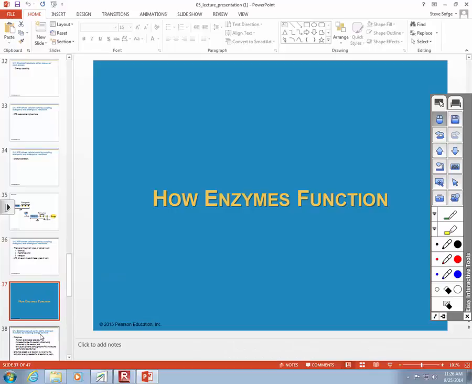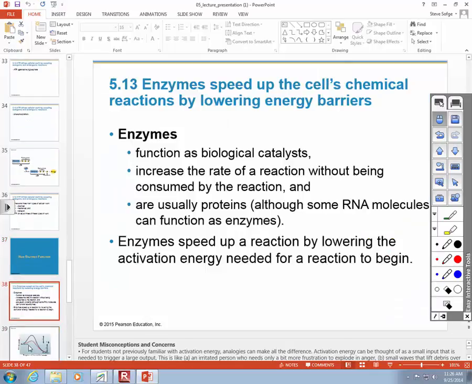Okay. Now, the last thing they get into in this chapter is how enzymes function. What do they do? Well, we've talked a whole lot about enzymes. If they took all of the enzymes out of your body, then you couldn't possibly function.